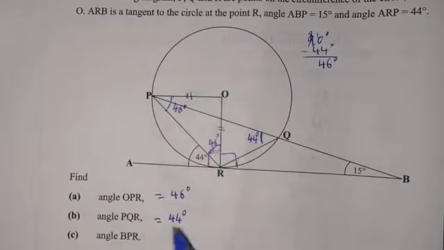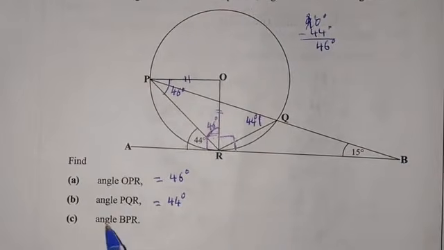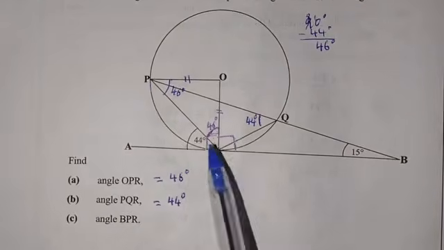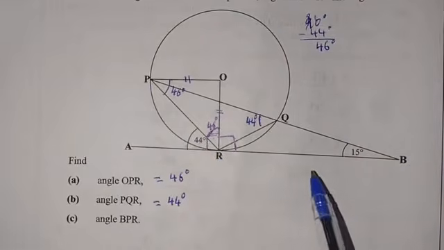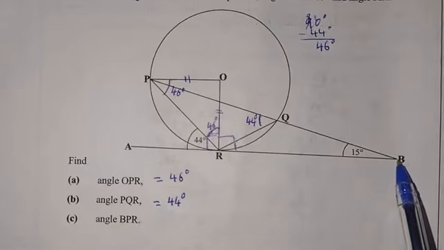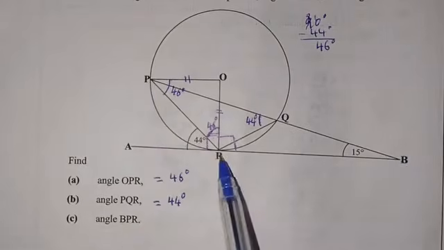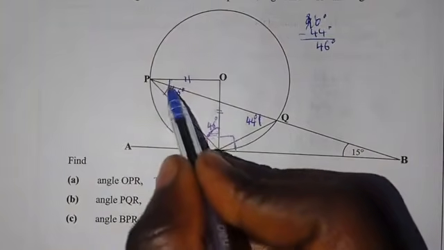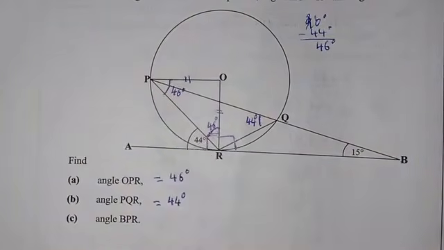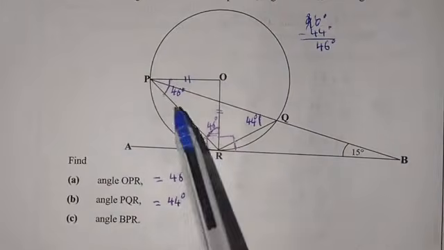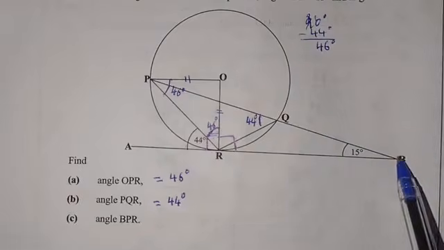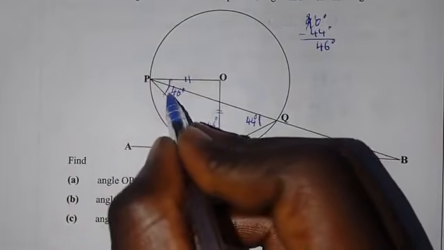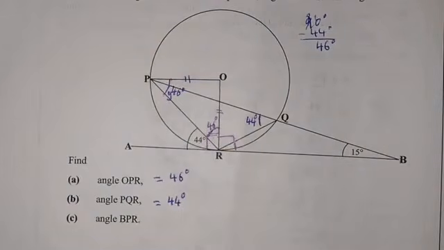The next one, which is the last one here, find angle BPR. Angle BPR is just this angle right here, not this entire angle. So how can we find just this angle for BPR only? This entire angle is 44, so we just want to find this angle right here. We say it will be Y.